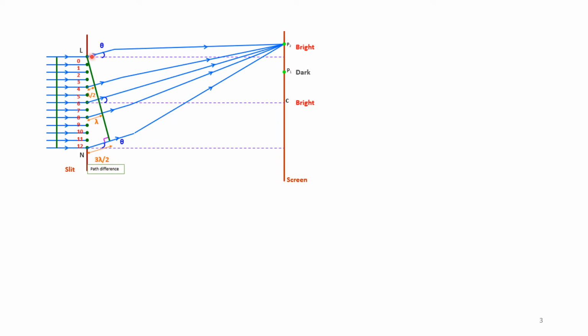These converge in such a way that they meet at a point P2 which is secondary bright. This is secondary bright, but what actually happens is that the rays going from 0 to 4 get cancelled with 4 to 8, and only 8 to 12 will be contributing to the feeble brightness at P2.